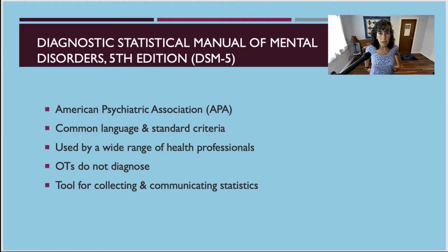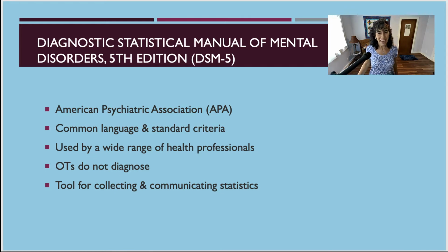So two people may have the same diagnosis, but have very different presentations. And as OTs, we're going to work on those different presentations. So two people may have autism, but one of them is really struggling with social skills and the other is really struggling with fine motor, right? So we're not going to treat them the same regardless of the fact that they have the same diagnosis.